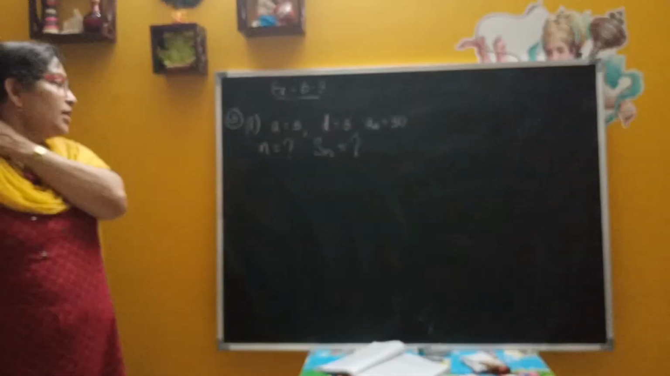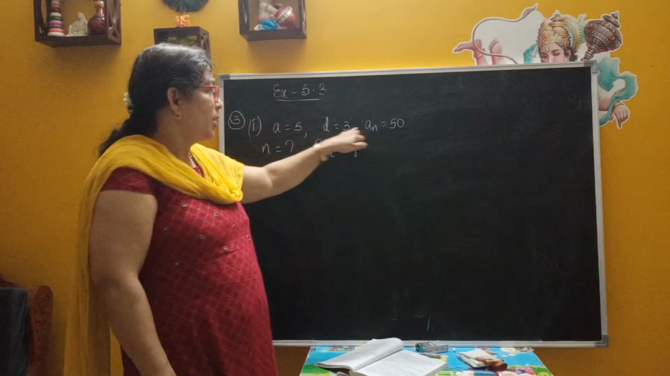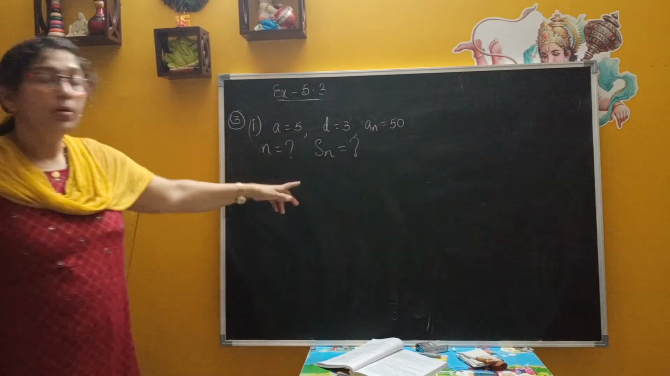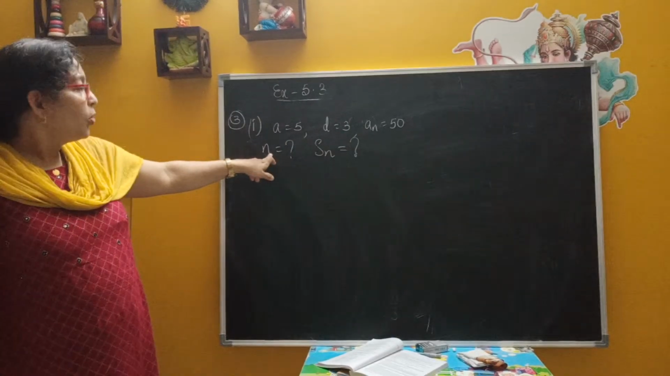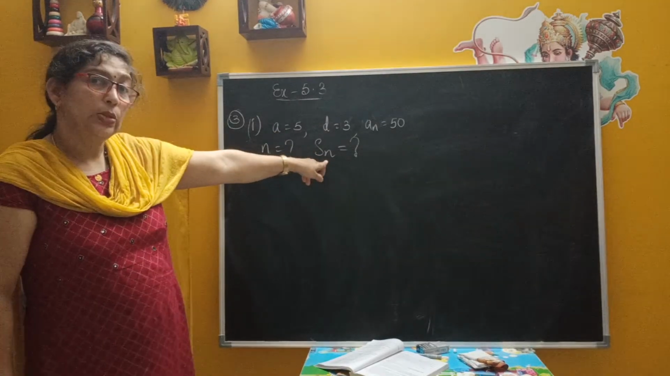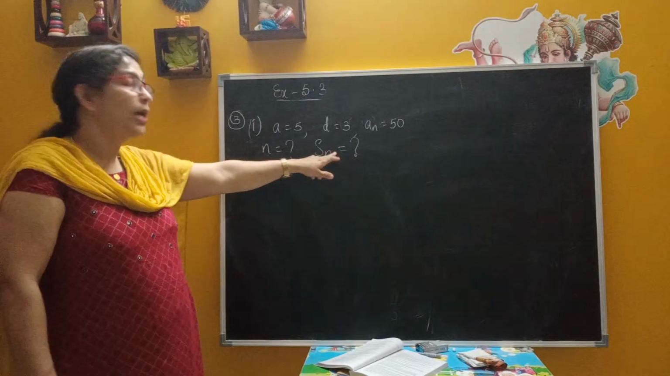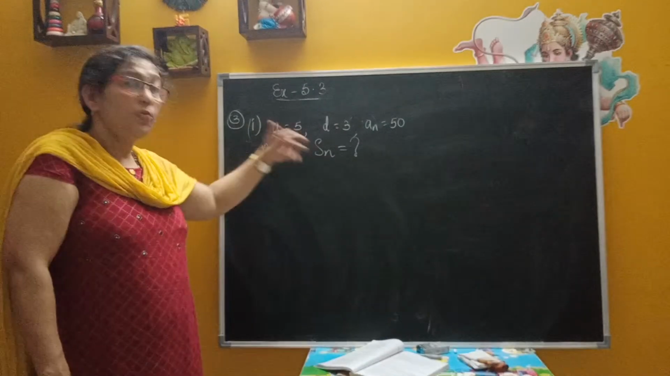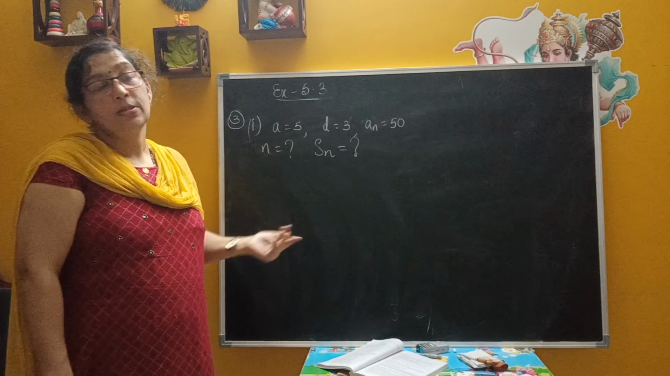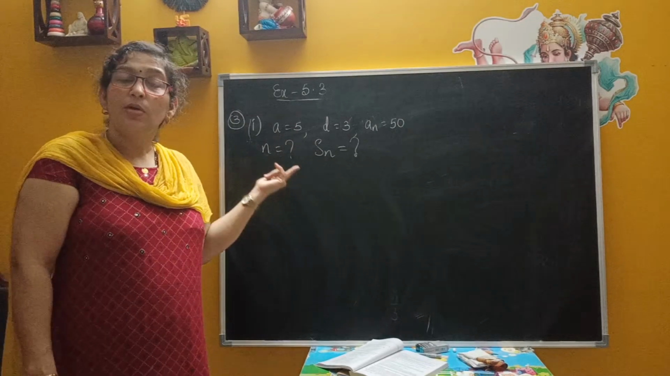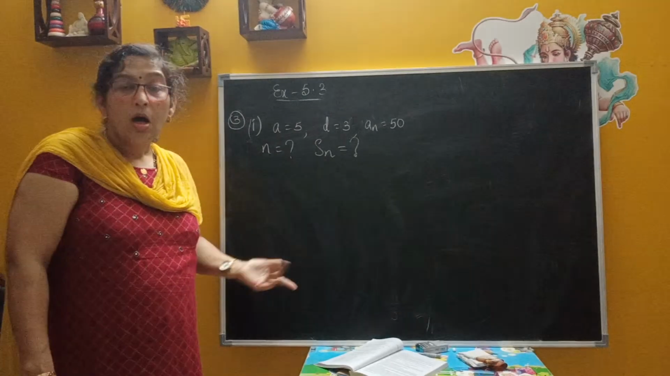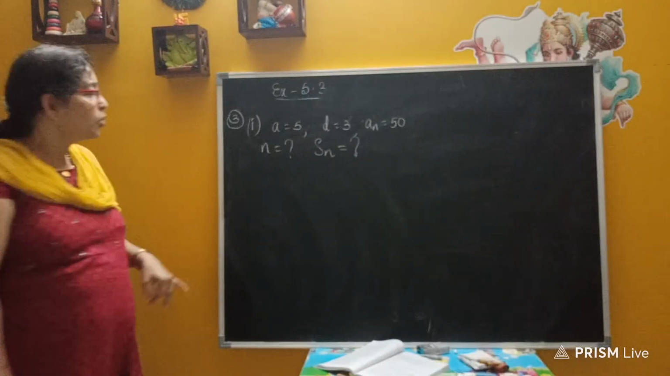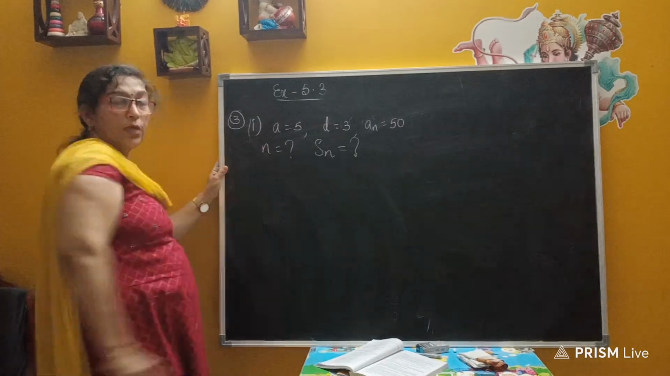Okay. See the problem. A value given, d value given, an value given, that is 50. Now tell me now. We don't have n value as well as Sn value. How can we find? Without n value, can we find Sn? No, it is not possible. So whichever formula you use, whether it is n by 2 into 2a plus n minus 1 into d, or n by 2 into a plus an, we need the value of n. So what to do? First thing, we need to find the value of n.